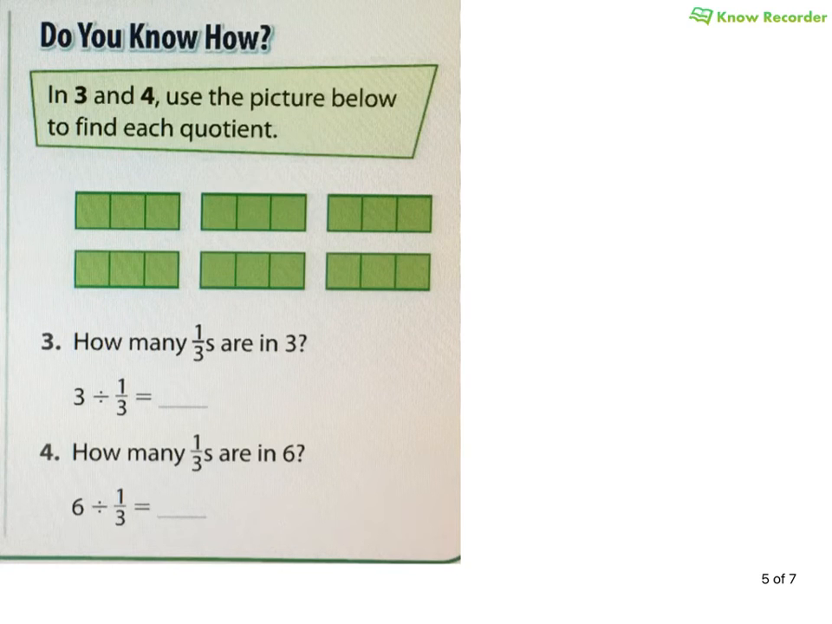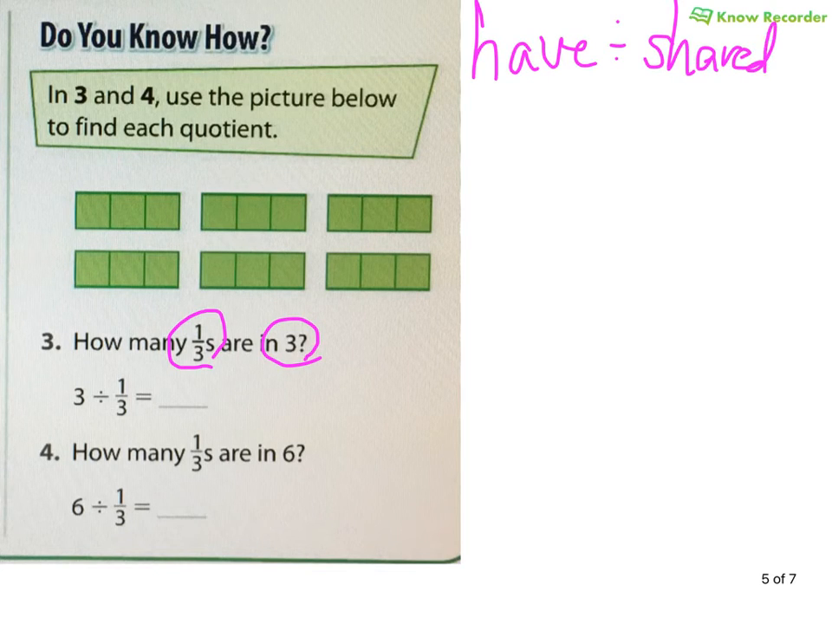All right. We need to pay attention to how we read the problems. This says, how many thirds are in 3? Again, we have to remember what we have divided by, how it's shared or divided. What do I really have? I have 3. I'm dividing it by 1/3.